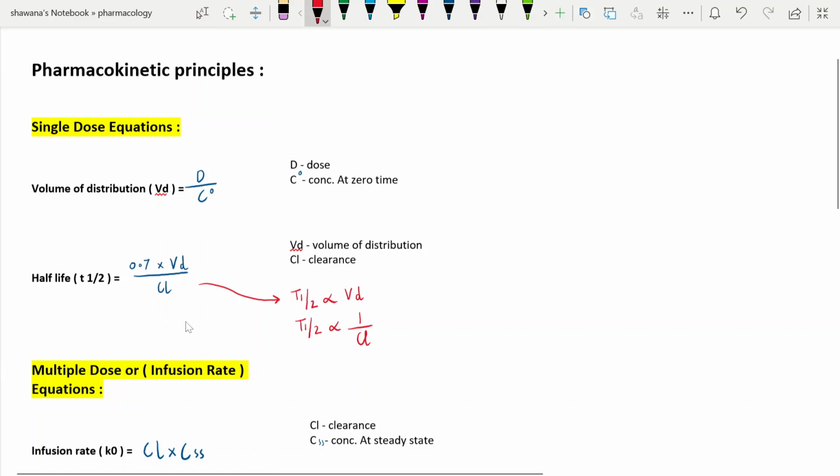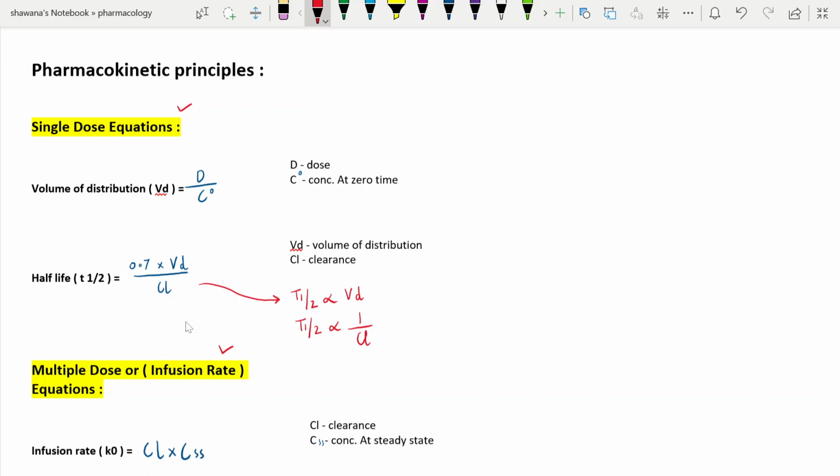There are two kinds of formulas or equations. First is the single dose equation, and the second is the multiple dose or infusion rate equations. In the single dose equation, the first formula is for the volume of distribution: Vd is equal to D by C naught. What is D? It is the dose, and C naught is the concentration of the drug at time zero.